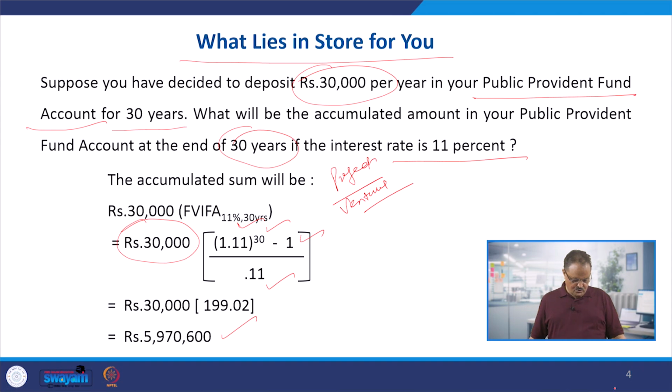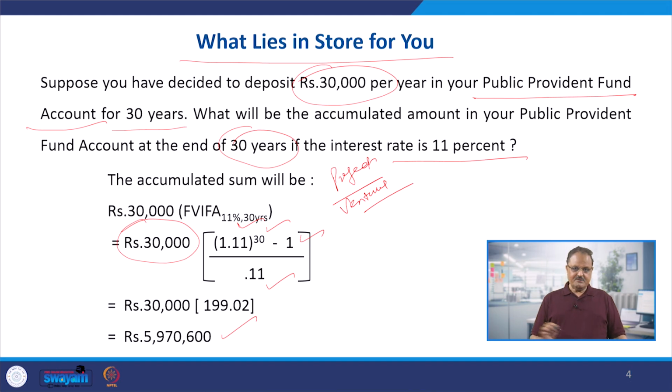It is going to be close to 6 million, 60 lakhs, or approximately 6 million Indian rupees. So, how much did you deposit in this account over a period when you are depositing 30,000 in a year, and finally how much has this amount become? You can understand the total amount you deposited for a period of 30 years, and how much this amount becomes.